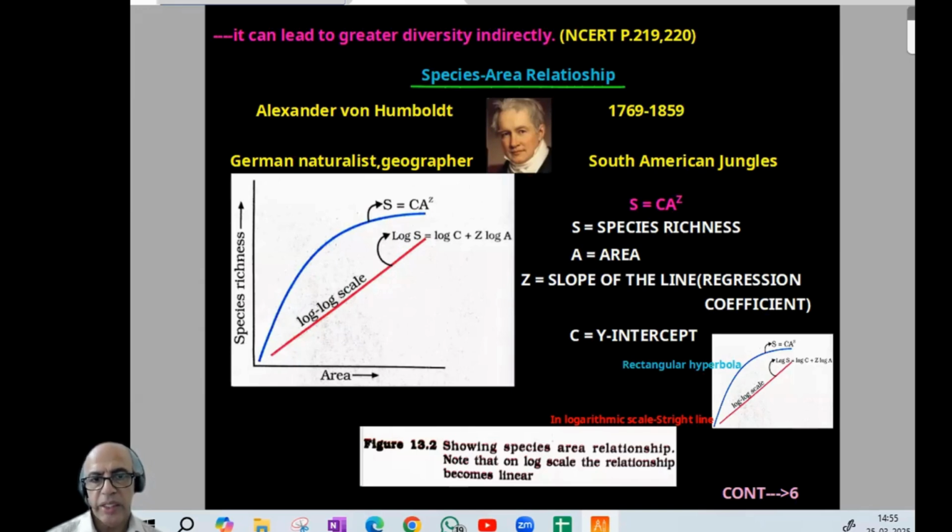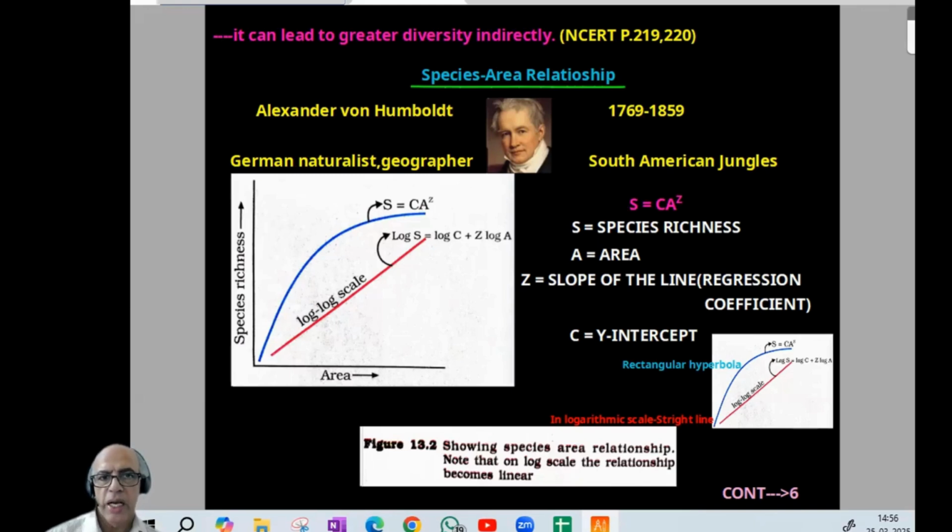For us, concerned with NCERT, one famous scientist is Alexander von Humboldt, 1769 to 1859. He was a German naturalist and geographer, and he conducted this experiment in South American jungles. Here a graph is important, and a formula is also given, and the graph is also given in miniature form. That is to show, normally when we solve S equals C A raised to Z, we'll get a rectangular hyperbola. And in logarithmic scale, it is a straight line. The next page will explain all this.